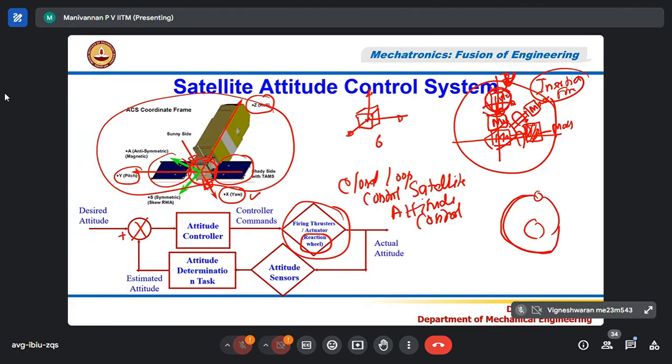It has 6 degrees of freedom. Please note that any object floating in space has 6 degrees. So what are the 6 degrees? One is movement with respect to the x-axis. That is a linear movement. If the object moves in this direction, I say 1 degree of freedom.